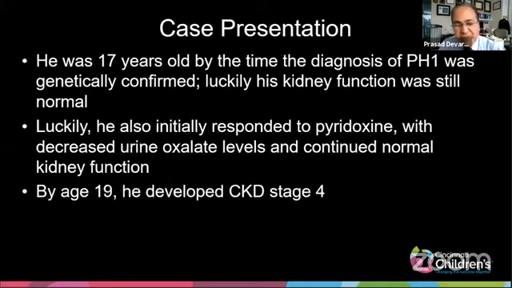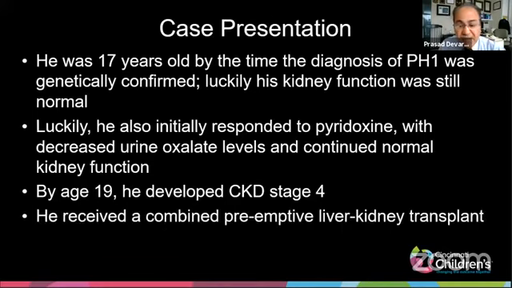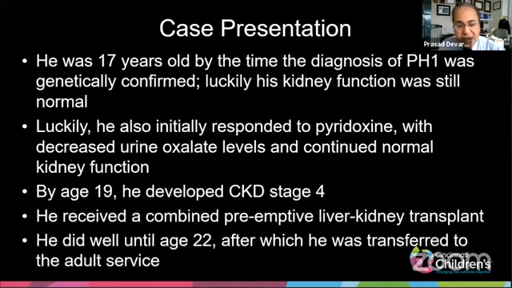But then by the age of 19, he started progressing and he got CKD stage 4. We listed him for a combined liver and kidney transplant, and he was lucky enough to get that. He got a combined preemptive liver kidney transplant, deceased donor, and he did great. And then at about 22 years of age, he was transferred to the adult service. And I spoke to them recently. He's still doing pretty well, although he has some chronic kidney disease, like many of our kidney transplant patients.